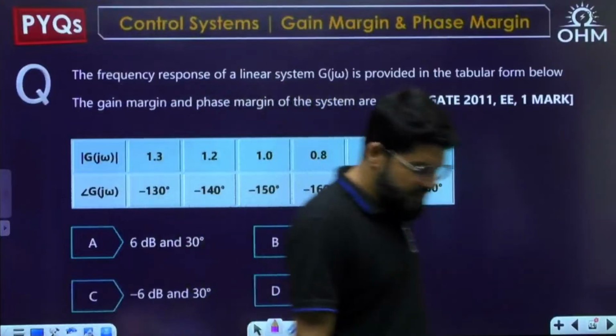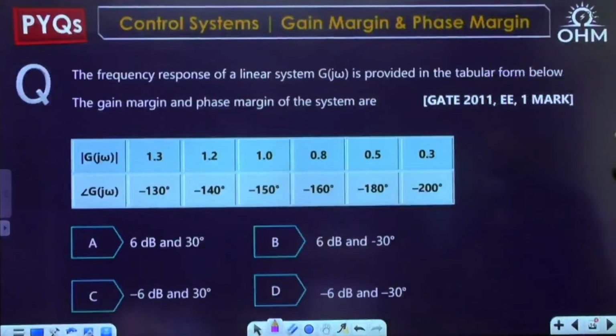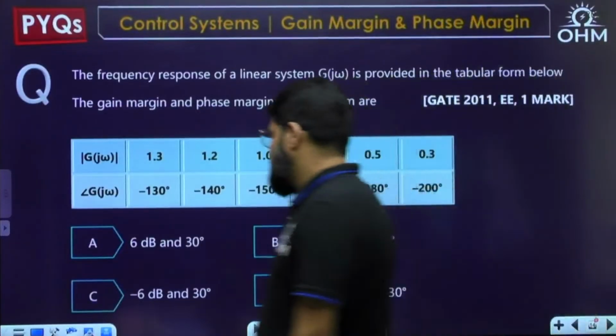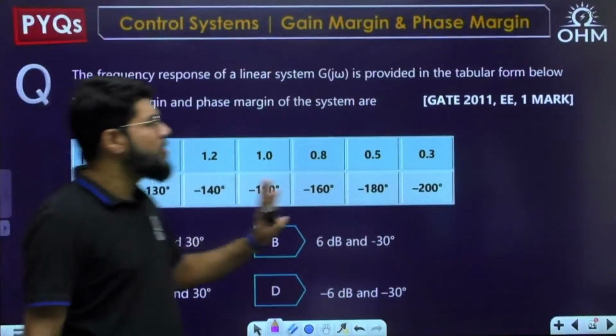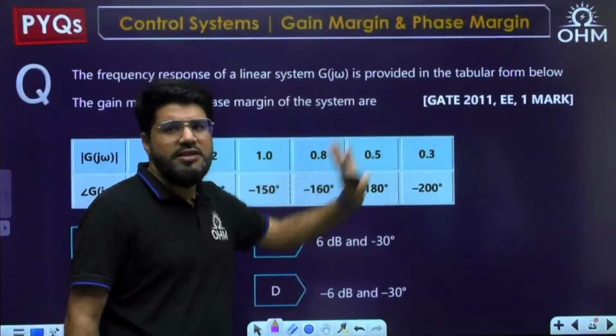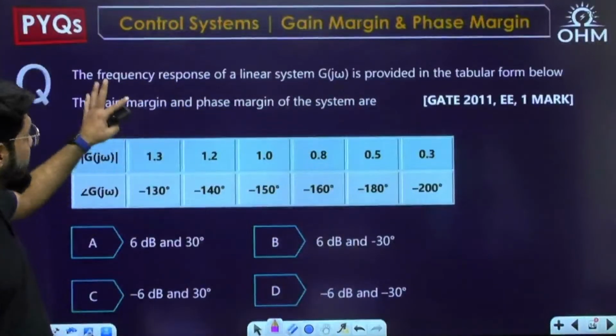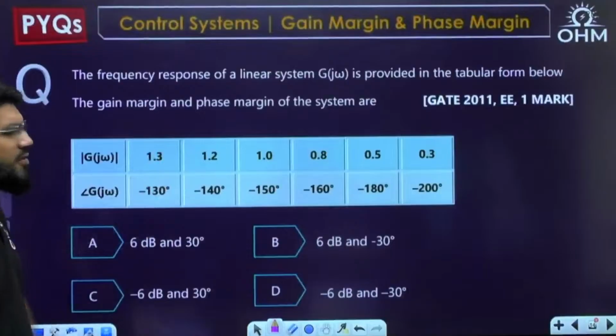Now let us come to this question. The frequency response of a linear system is provided in the tabular form below. The gain margin and phase margin of the system are how much? There is no Nyquist plot and no formal transfer function G(s) given, but some frequency response information is given in the form of a table.